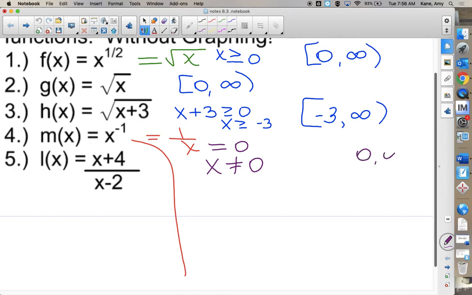Chris, how would you take that where x can't be 0 and write it as an interval? So 0 to infinity. If it cannot be a number, we put a parenthesis around it. If it's allowed to be a number, then we use a bracket. But there's another half to that. Right. So -infinity to 0, also in parentheses.